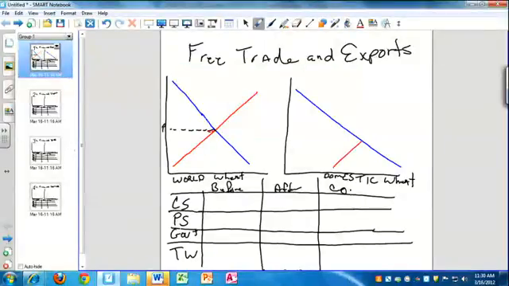Do it like this so you can see what's happening. A little bit easier, I think. Now, this point here on the second graph is obviously lower, and that is the price before trade, BT. This, if I walk this price over from the world market, it's higher. And that price is after trade.